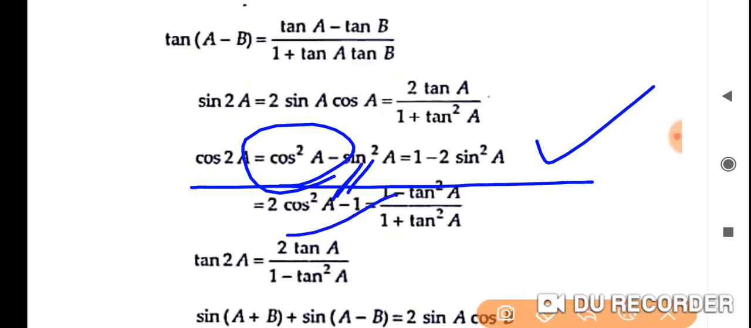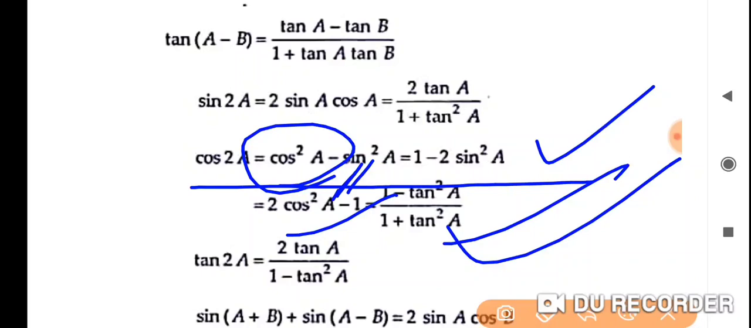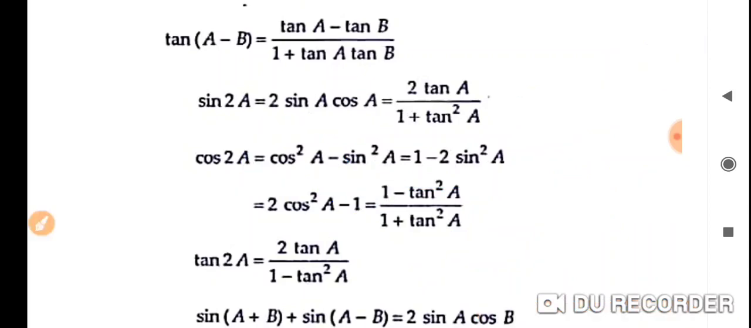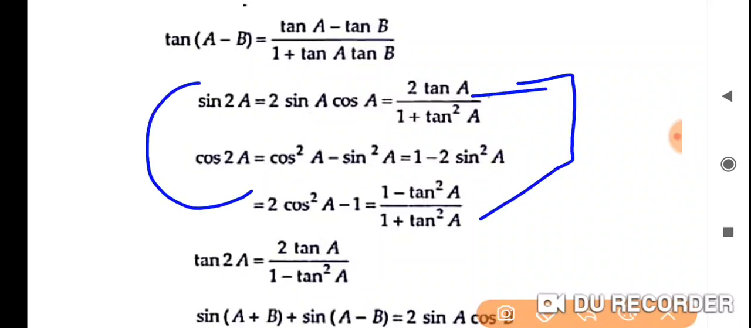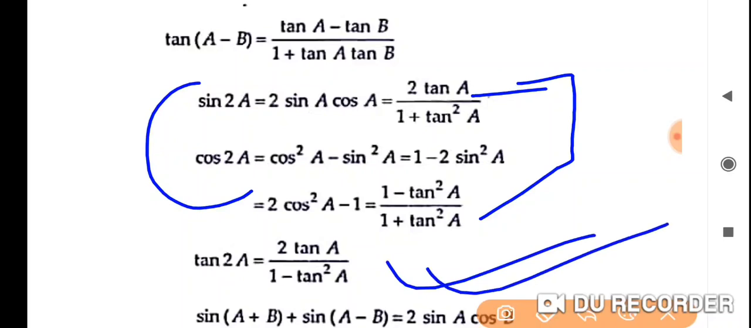2 cos²A minus 1, and the tan formula is (1 minus tan²A) divided by (1 plus tan²A). The tan formula for cos 2A is cos 2A equals (1 minus tan²A) divided by (1 plus tan²A). For sin 2A, this is 2 tan A divided by (1 plus tan²A), and on dividing both of these expressions, you will get tan 2A equals 2 tan A divided by (1 minus tan²A).